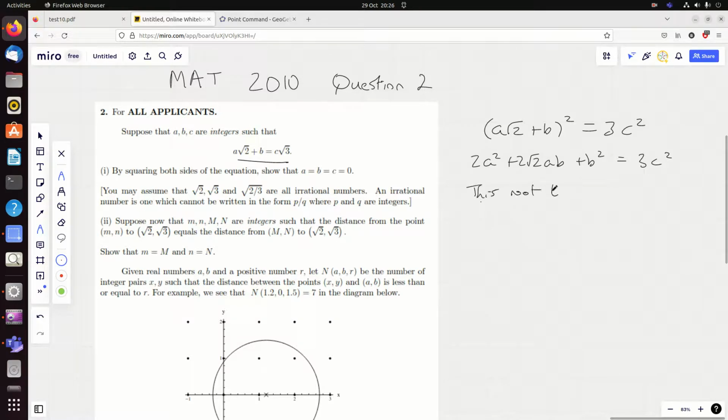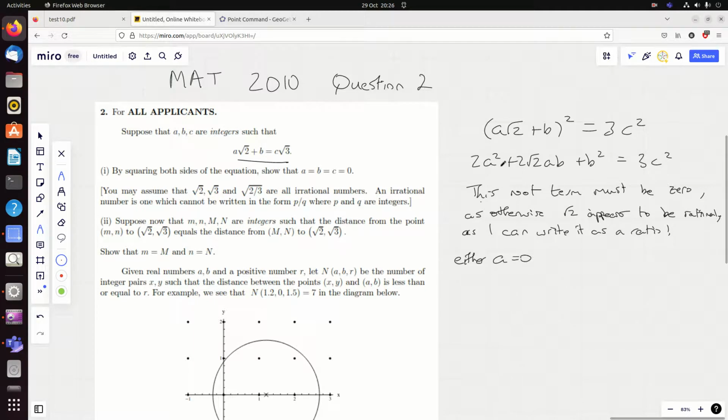In other words, this root 2 term must be 0, as otherwise root 2 appears to be rational. Why does it appear to be rational? As I can write it as a ratio. I can write it as a fraction. That's clearly nonsense.